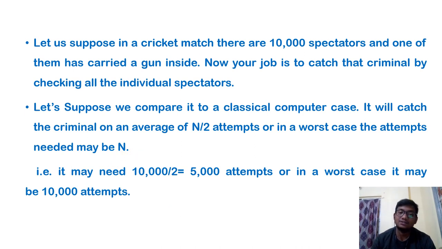Means if the person we are searching for is at the 10,000th number, then we have to find it in 10,000 tries, which is very costly. But using the Grover search algorithm, you can find that person in root over 10,000 tries. So the complexity has decreased.